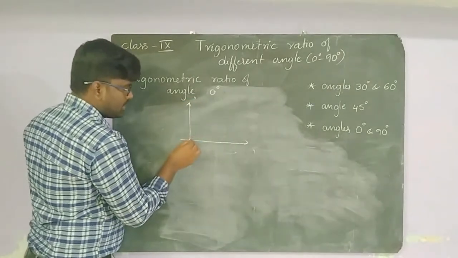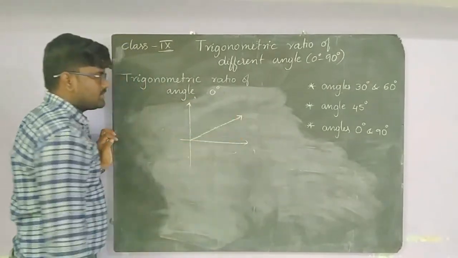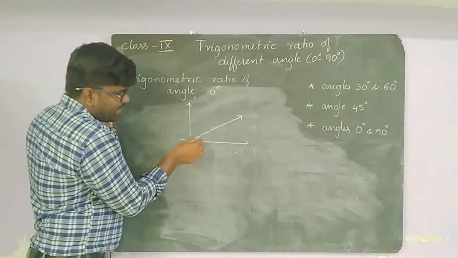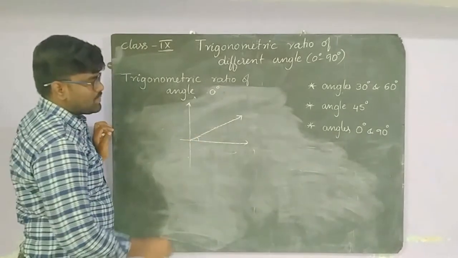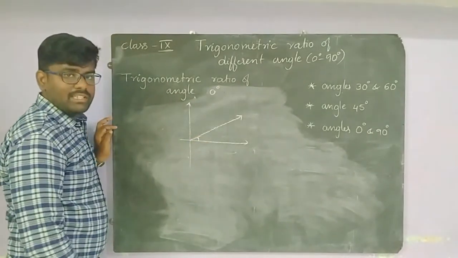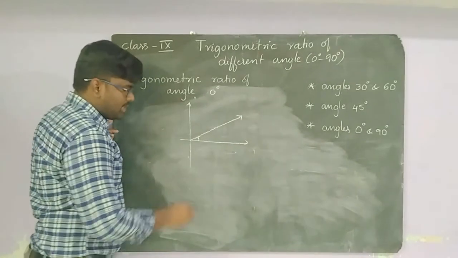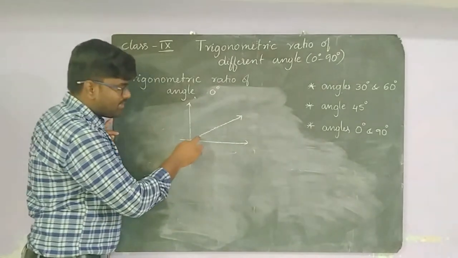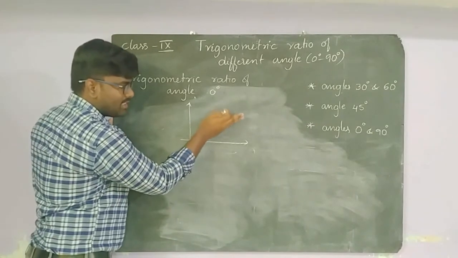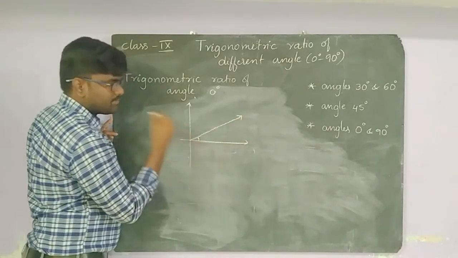For example, if it is some ring, the angle between these two rays is 0. Whenever the angle between these two rays is 0, then this ray coincides with this ray.